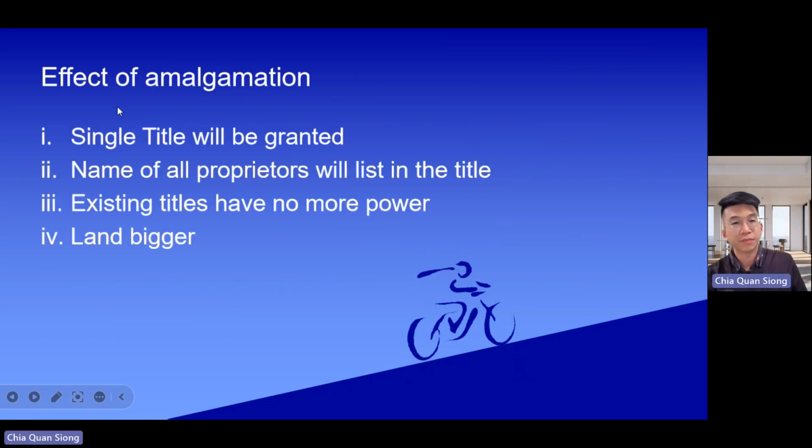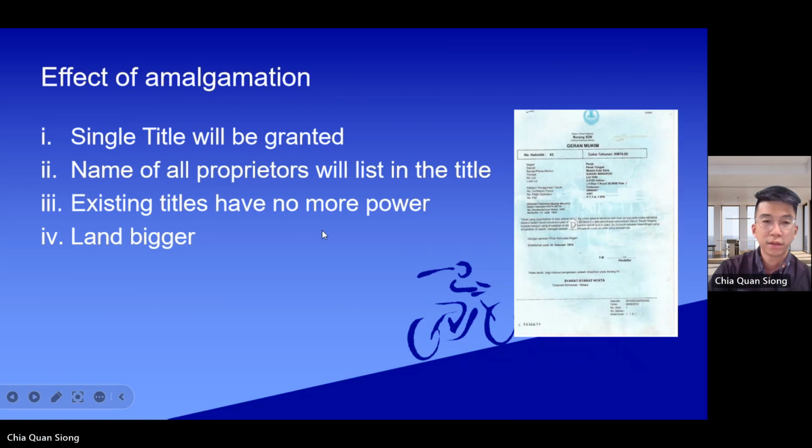So the effect of amalgamation: once the amalgamation is done, a single title will be granted. The names of all proprietors will be listed in the title. Existing titles have no more power, and our land becomes bigger.